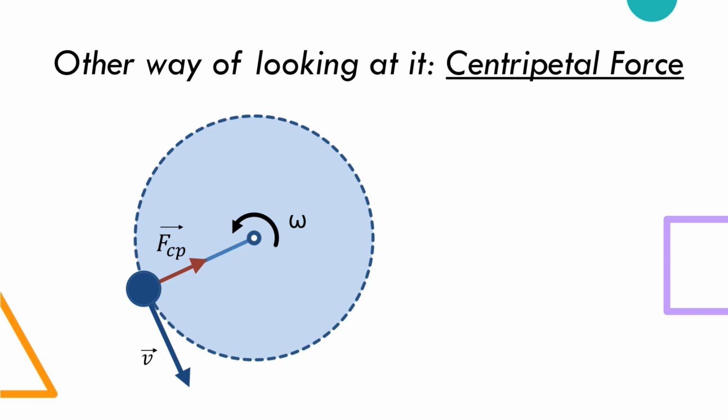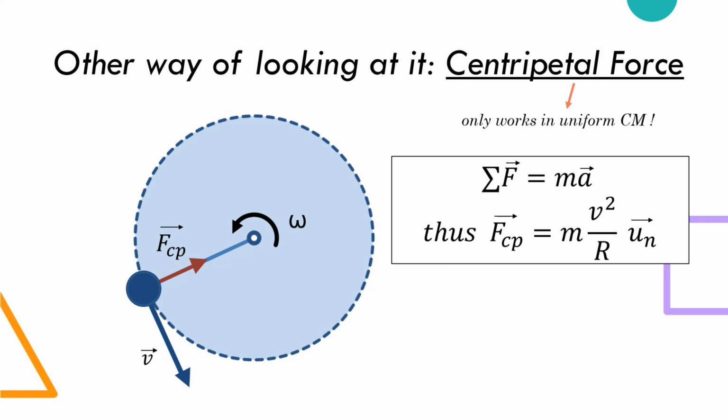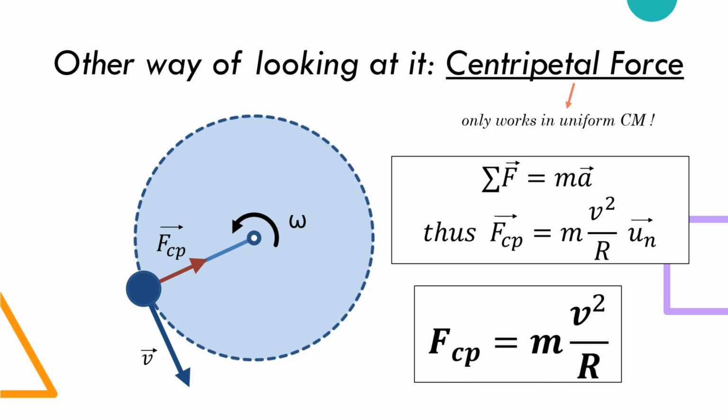But the point is that we know that according to Newton's second law, the sum of all forces, sigma F, is equal to the mass times the acceleration. And thus, the centripetal force, if we have uniform circular motion, so dv/dt is equal to 0, then the centripetal force is equal to mv squared over r times the unitary normal vector. And thus, if you look at the magnitudes only, then F_cp is equal to mv squared over r, which is the centripetal force.